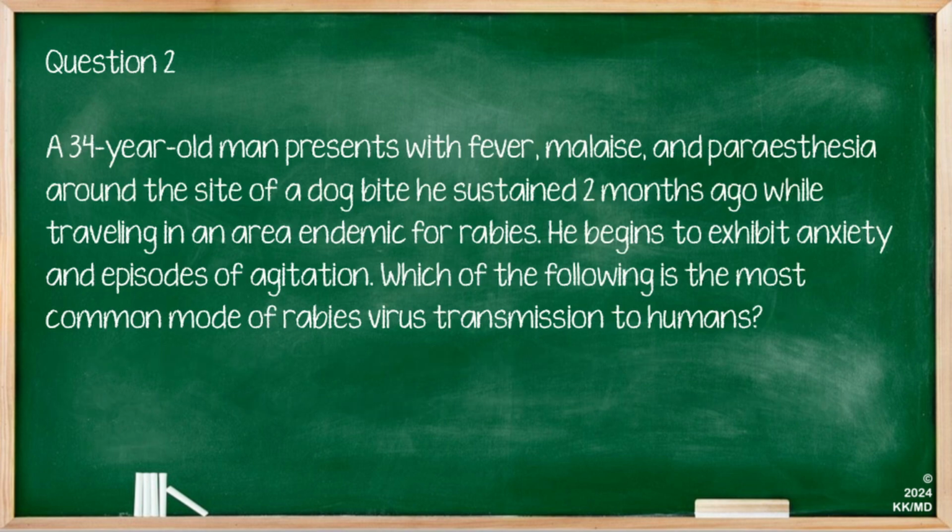Question 2. A 34-year-old man presents with fever, malaise, and paresthesia around the site of a dog bite he sustained 2 months ago while traveling in an area endemic for rabies. He begins to exhibit anxiety and episodes of agitation. Which of the following is the most common mode of rabies virus transmission to humans?